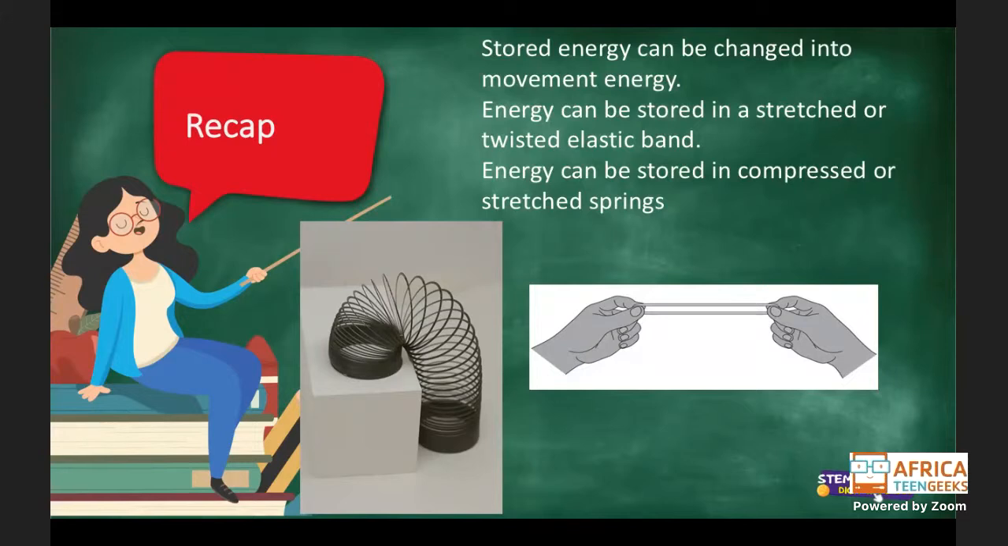Okay, as I said yesterday, whenever you pull a bow and arrow, you store energy. Whenever you stretch an elastic band, you store energy in that elastic band. As you can see on your screen here, two hands are stretching an elastic band, meaning that they are storing energy in this elastic band. As soon as you release the elastic band, it will release energy, and then you'll see some sort of movement energy.